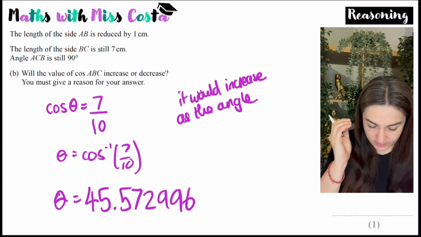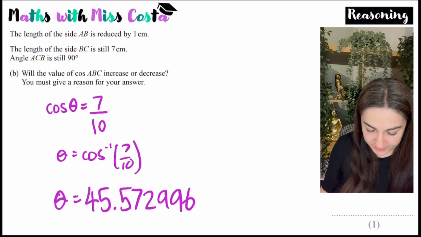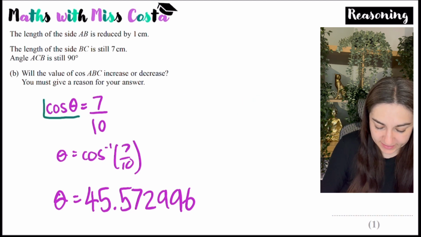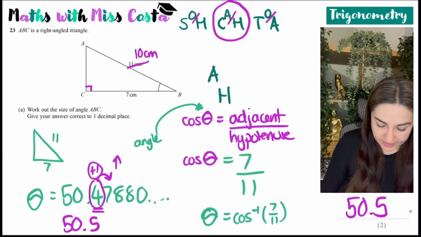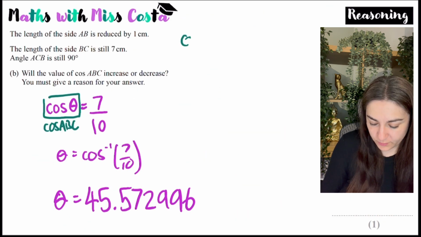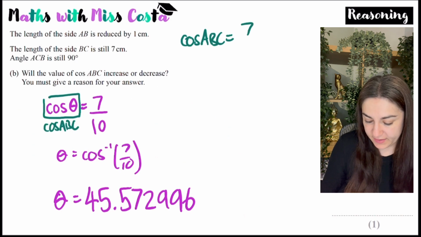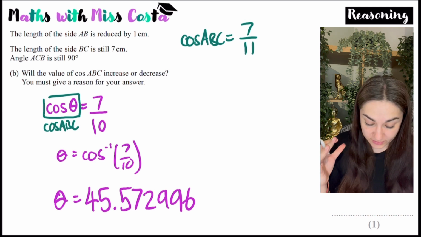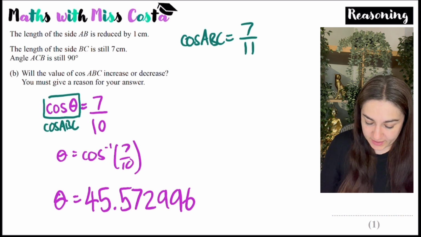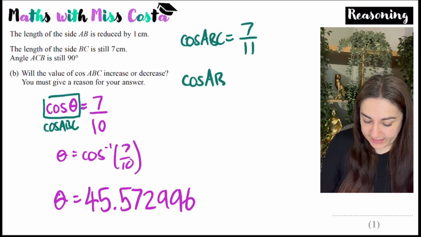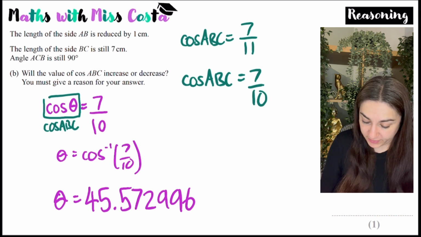Sorry, I didn't read this question properly. Will the value of cos ABC, so what that means is this part here. This is cos ABC. It's just another way of saying the angle. So the initial thing was cos ABC was originally 7/11. They're not asking me about the angle, they're asking me about cos of the angle. So it was originally 7/11, it's now 7/10. So will the value of cos ABC increase or decrease?